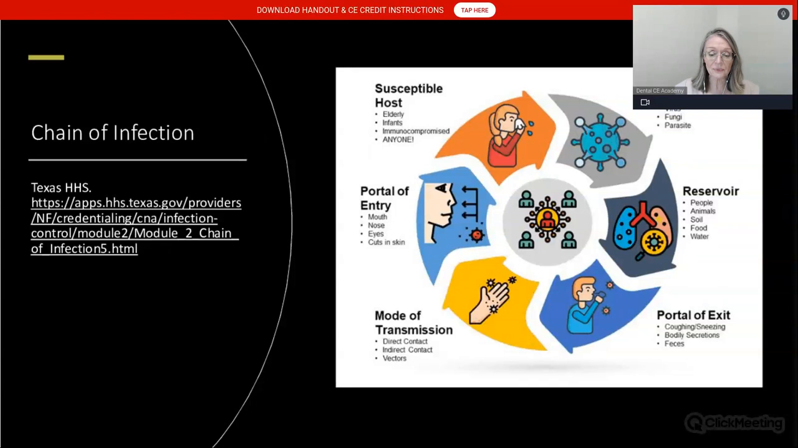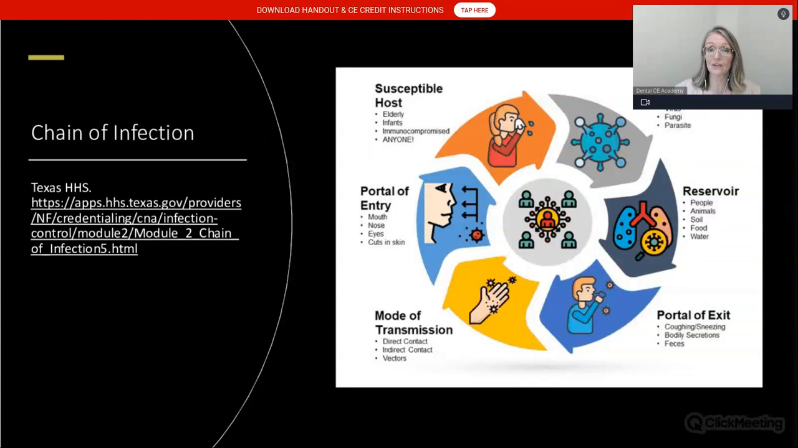Direct contact is when we come into, of course, direct contact with a patient. Indirect contact would be through surfaces such as our floor, our countertops, or fomites, which are inanimate objects. So that could be contaminated instruments and so forth. And then vectors. So vectors are insects, rodents, and so forth that may be harboring this particular pathogen. And then we need a portal of entry, right? So we need a way for that pathogen to re-enter a new host. And that can be through the mouth, nose, eyes, mucosa, cuts in the skin.